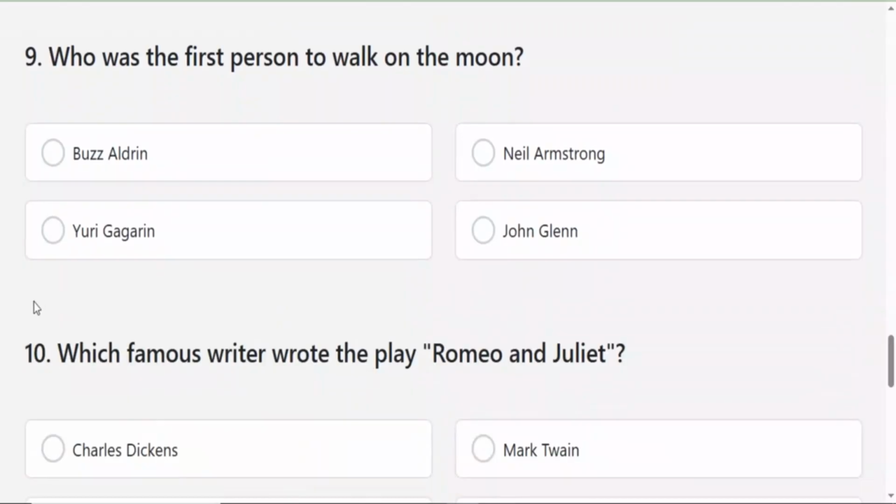Who was the first person to walk on the moon? A. Buzz Aldrin. B. Neil Armstrong. C. Yuri Gagarin. D. John Glenn. Correct answer, B. Neil Armstrong.